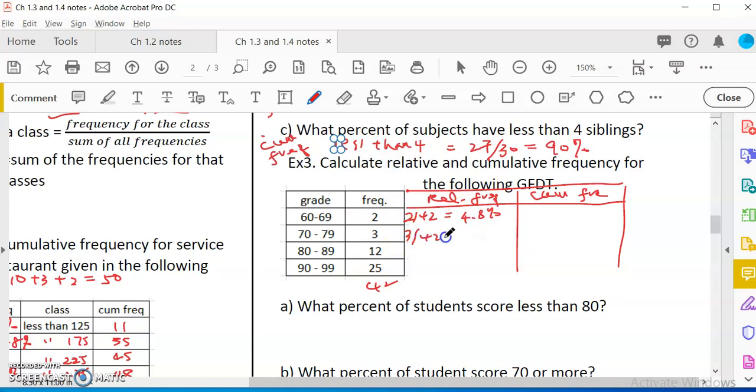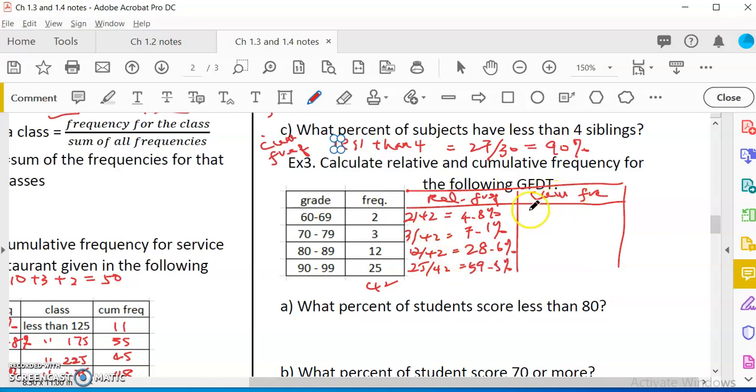3 over 42 is 7.1%. 12 over 42, so you do 12 divided by 42 on a calculator, 28.6%. So I need to round this one up. 25 over 42 equals 25 divided by 42, 59.5%.